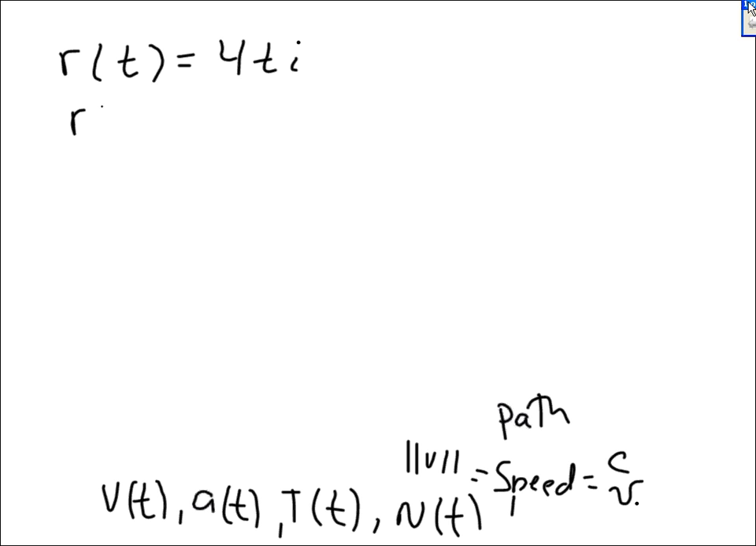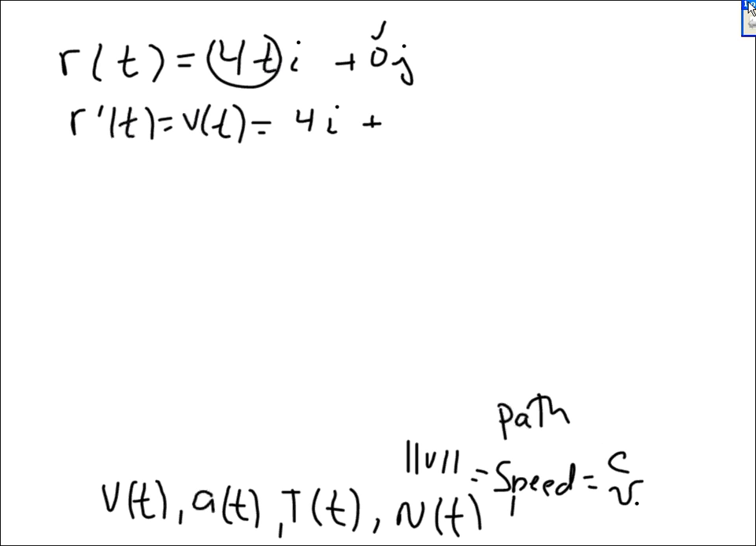We can find v of t by taking the derivative of r. The derivative of this is 4i, and that's it. And if you like, you can think of the r vector as having plus 0j, and the derivative of 0 is 0. Now, if we find the length of the velocity vector, it's just 4.